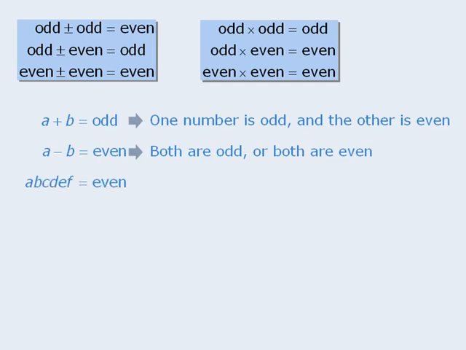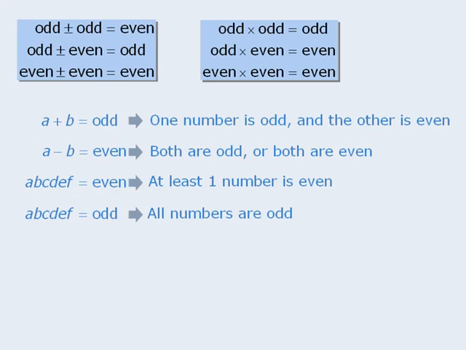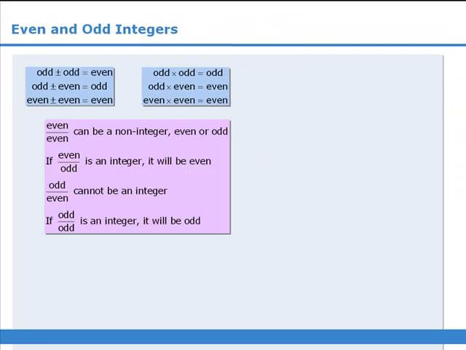What if the product of these 6 integers is even? What can we conclude with absolute certainty? Well, if the product is even, then at least one of these 6 numbers must be even. Finally, if we are told that the product of 6 numbers is odd, then we know for certain that all 6 numbers must be odd. Okay, so these are some of the rules you need to know when tackling questions involving odd and even numbers. Be sure to know them.